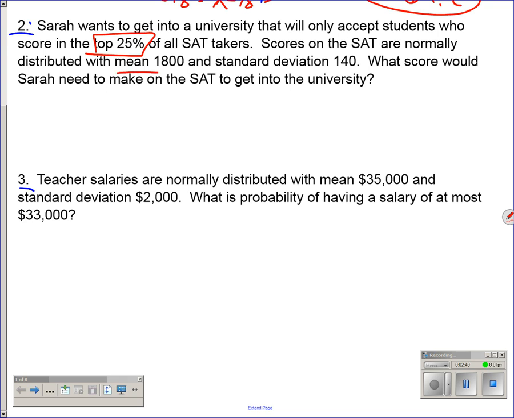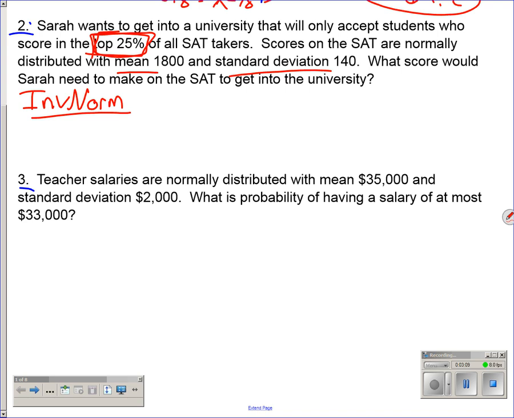We got our mean and our standard deviation. That's always the same stuff it's going to tell you. What score is Sarah going to need to make to get to university? What operation in my calculator am I going to have to do to solve this? Inverse norm. Inverse norm is what you use whenever you are given the percentage or the area under the curve and asked to find the corresponding value.